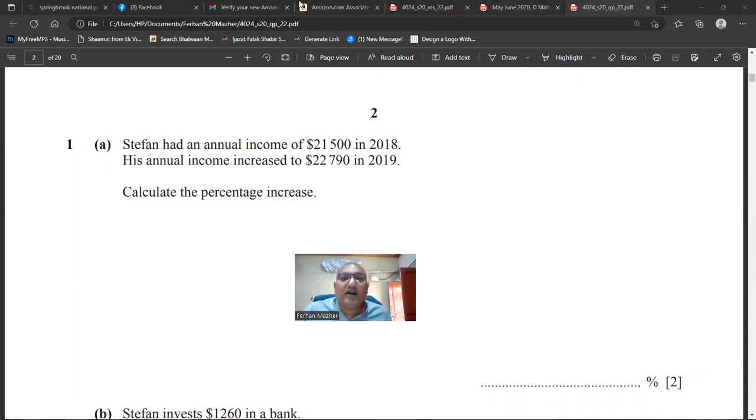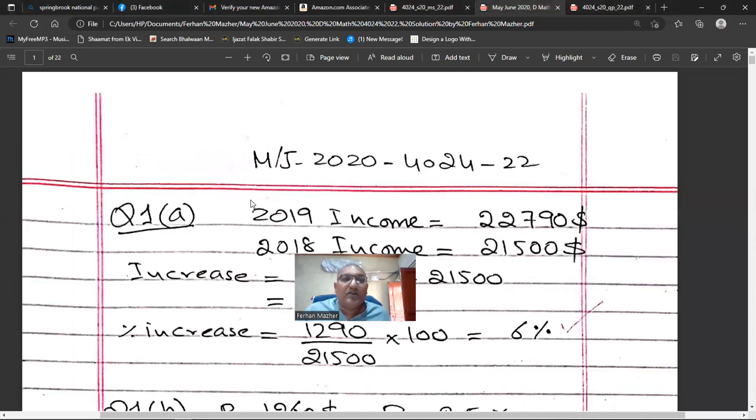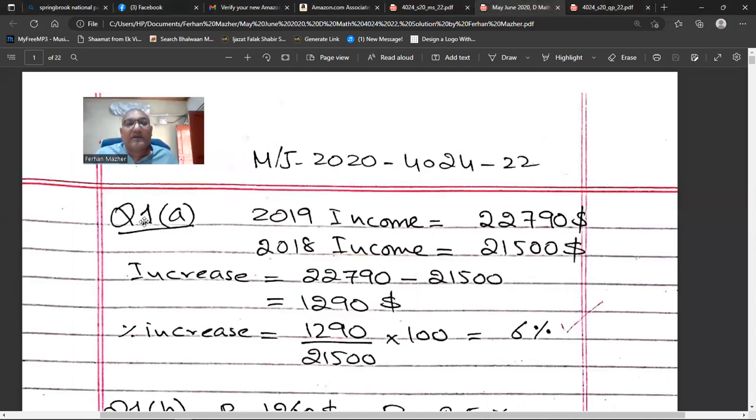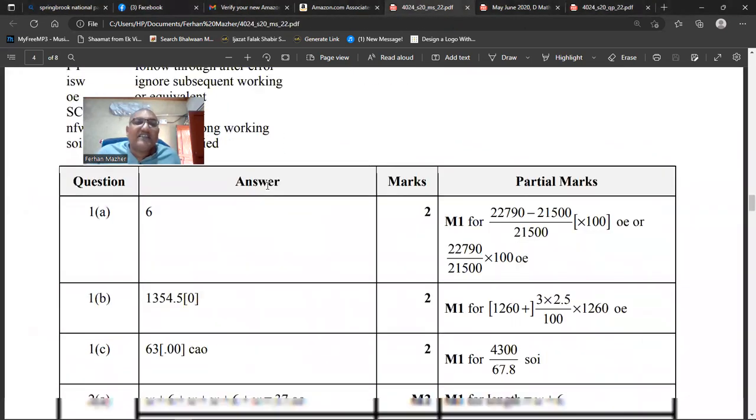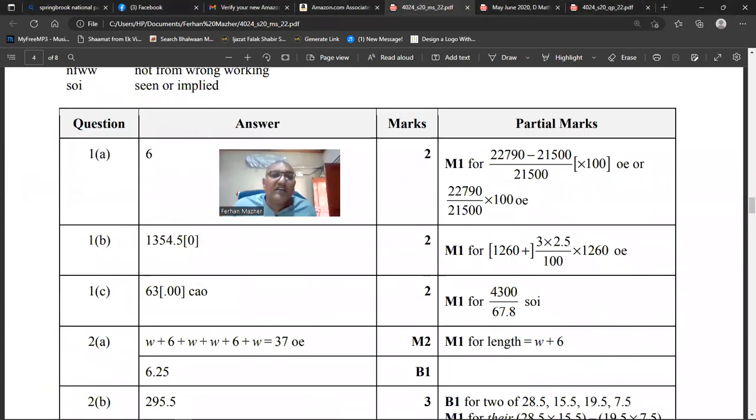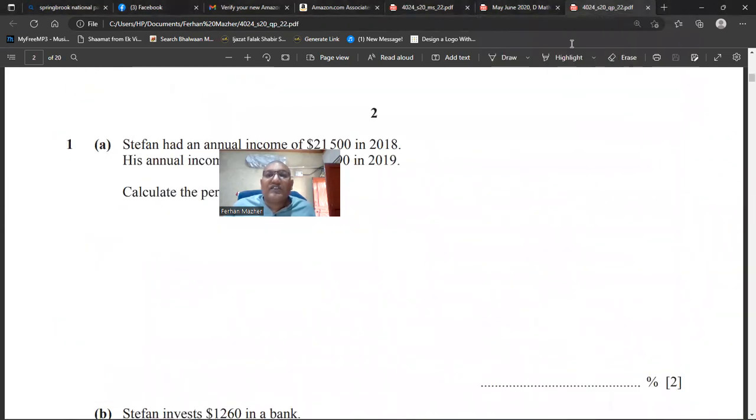So let me show you my solution. So here we go. So you can see on your screen, my solution is showing up. So the increase will be 22,790 minus 21,500. That will be $1,290. So the percentage increase will be increase divided by the original value, multiply 100. So that will be 1290 divided by 21,500, multiply 100, and that will give you 6%. So 6% is the answer. So the marking scheme is showing up on your screen. So you can see our answer is right. Okay, so let's go to the next part.